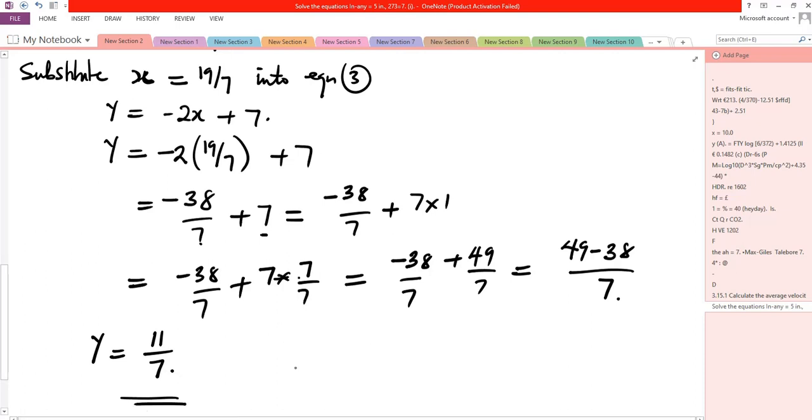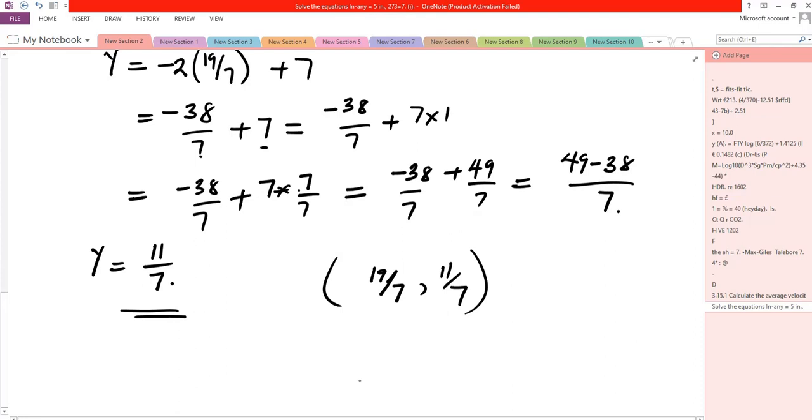So this implies that the two equations intersect at coordinates 19 all over 7, 11 all over 7. These are the coordinates where they intersect. This is where they meet. So this is the solution to that problem.